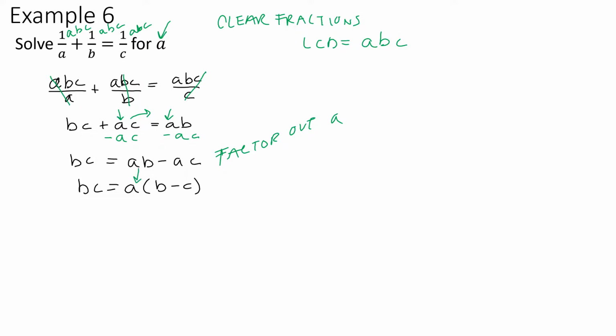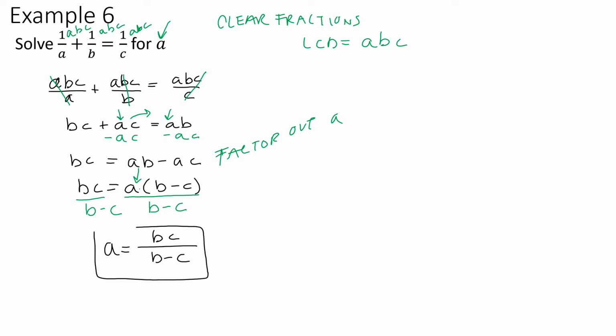Eye on the prize, solving for a. I notice that there's multiplication happening between the a and the parentheses, so the opposite of that is division. I'm going to divide out by what I don't want, which is b minus c. And that leaves me with a equals bc divided by the quantity b minus c, and I don't need to do anything else to simplify that.